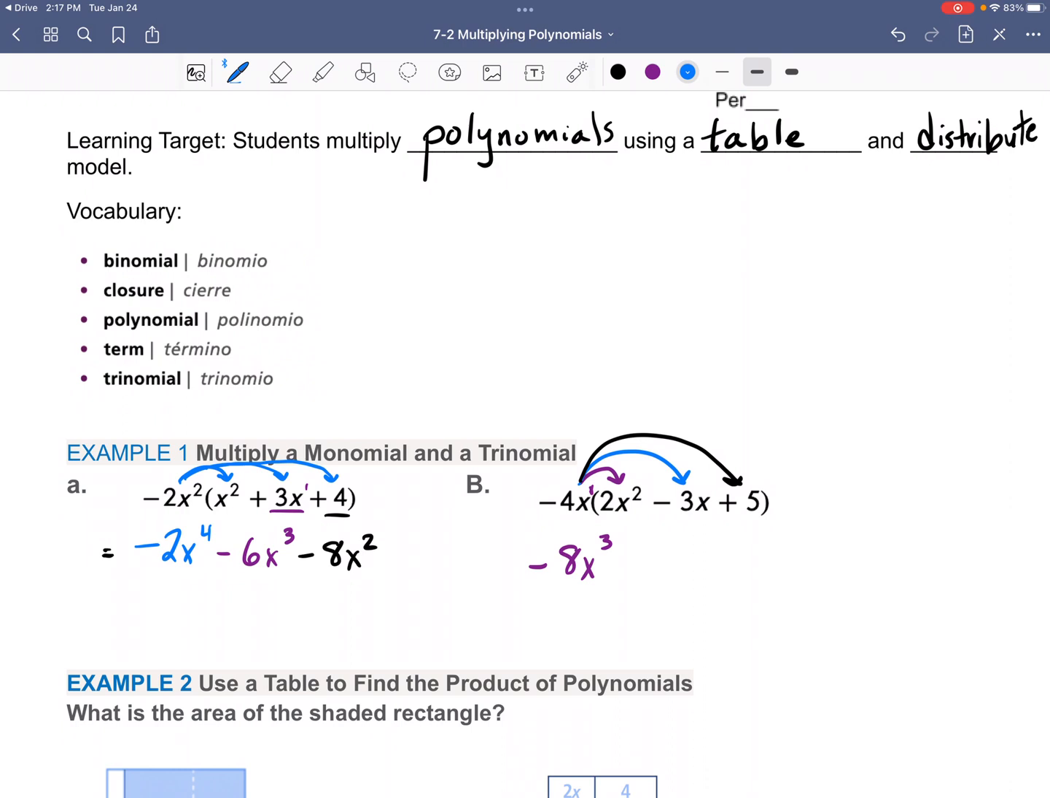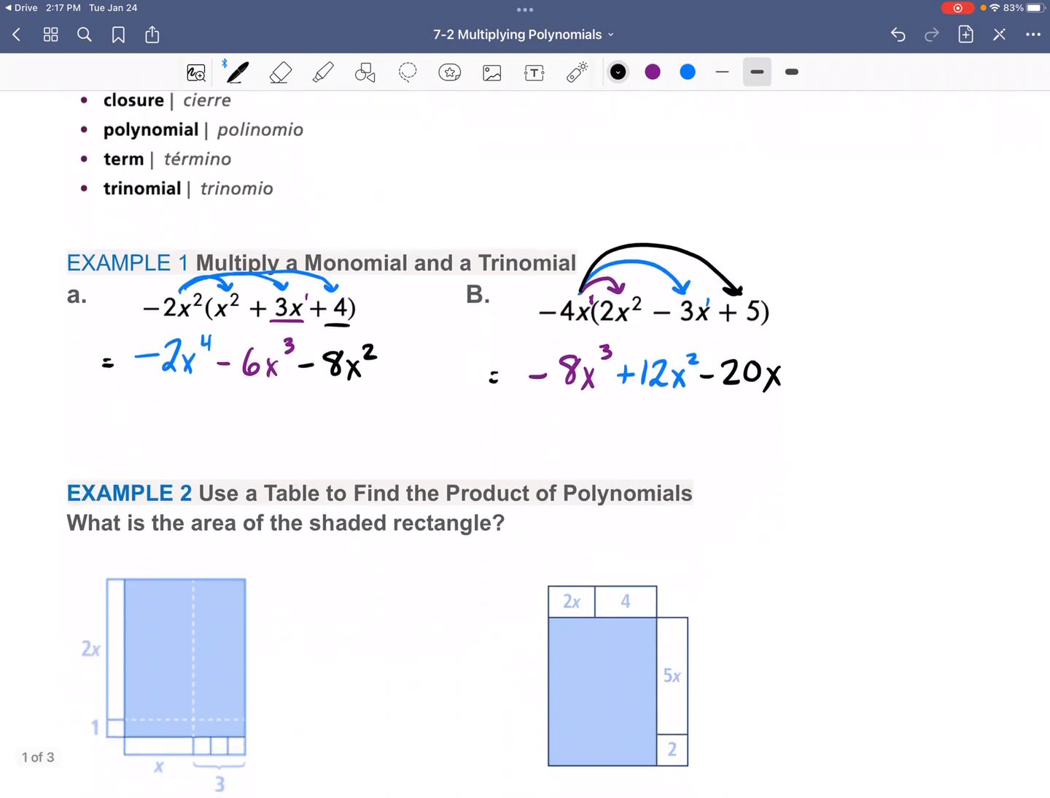Then we're going to multiply negative 4x times negative 3x, so that's going to be plus 12x. This time the exponent will be 2 because we have a 1 and a 1 added together. Then we're going to do negative 4x times 5, and that's going to be negative 20x. So be careful with your positives and negatives, and you'll have an opportunity to practice this in your assignment.